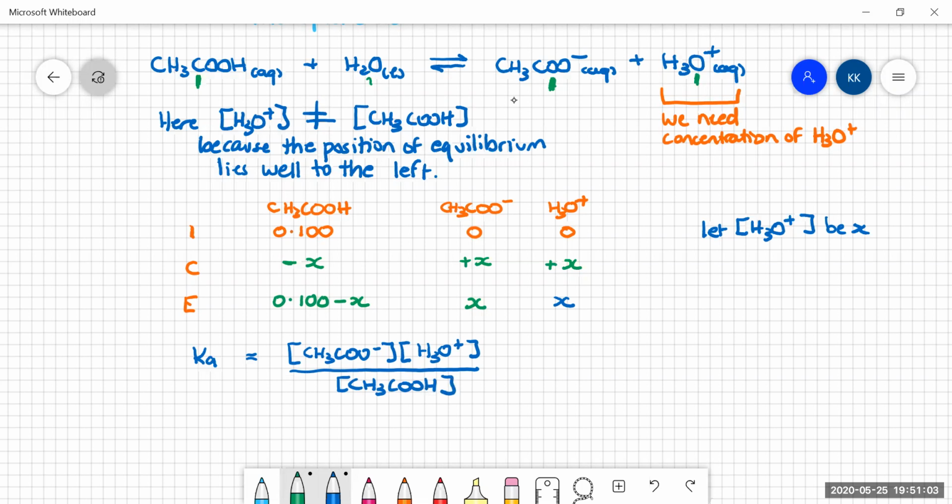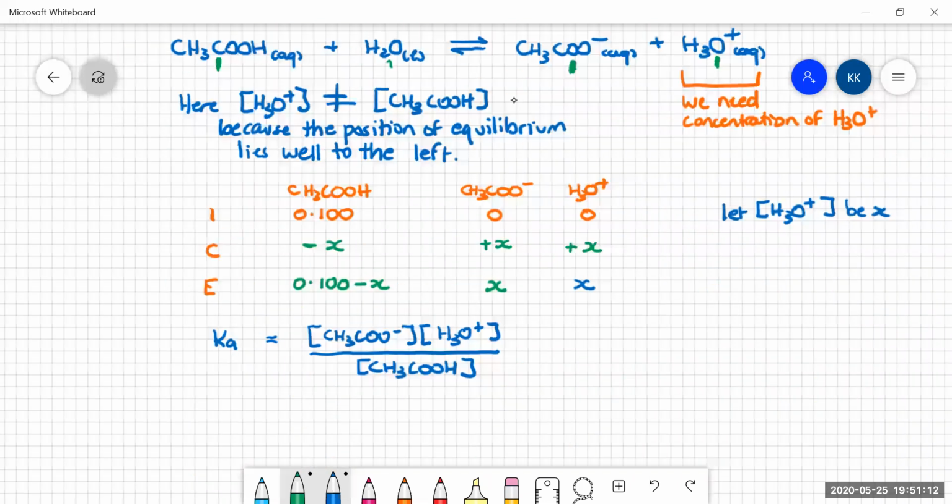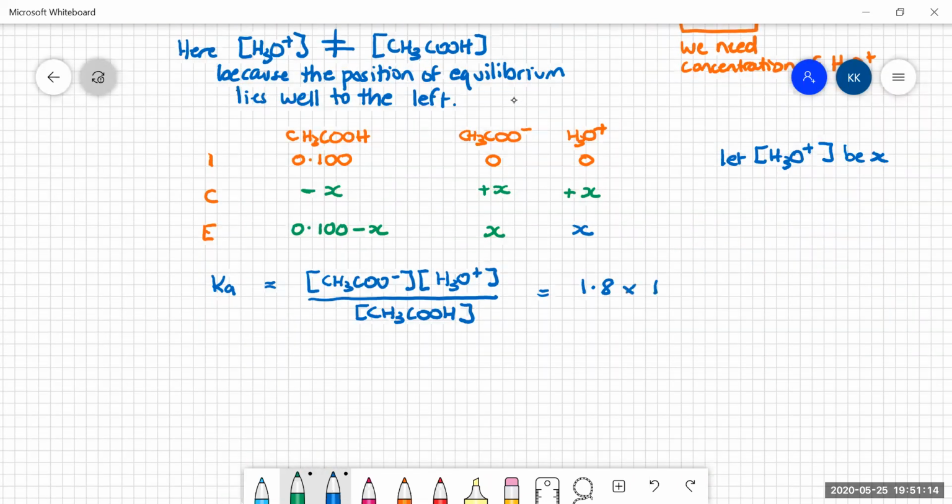But in this example, if we just jog back up to the example, we're told the actual value of Ka. So we're told that that's equal to 1.8 times 10 to the minus 5. Now we can do some substituting of the values from our ICE table. So the concentration of the acetate ion is x. We're going to multiply that by the concentration of the hydronium ion, which is also x. And the concentration of acetic acid is 0.100 minus x.